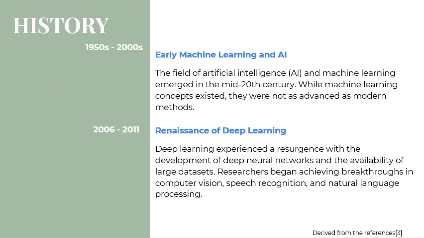Moving on to the history, the terms machine learning and AI were introduced by the mid-20th century, and at that time it was not that developed. It was kind of in the primitive stage. And by the years 2006 to 2011, with the advancement and access in data, deep learning took root, and that helped in advancing this tech and came up with major breakthroughs like computer vision, speech recognition, and natural language processing, etc.